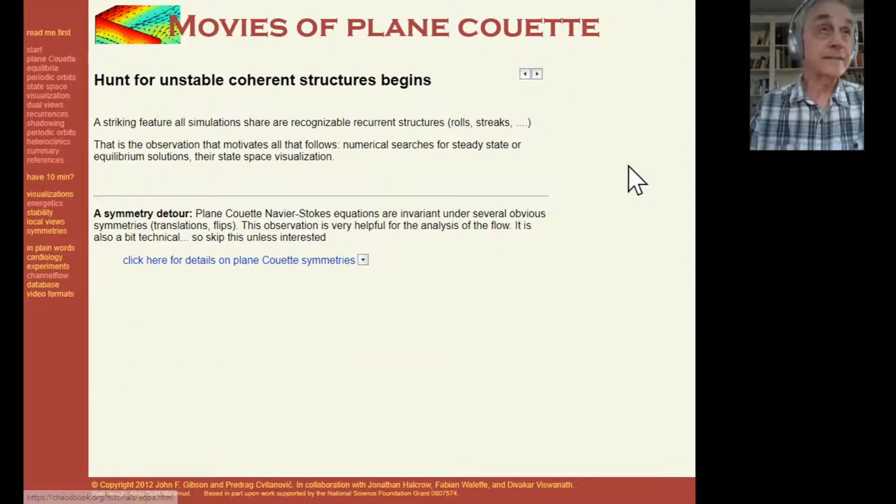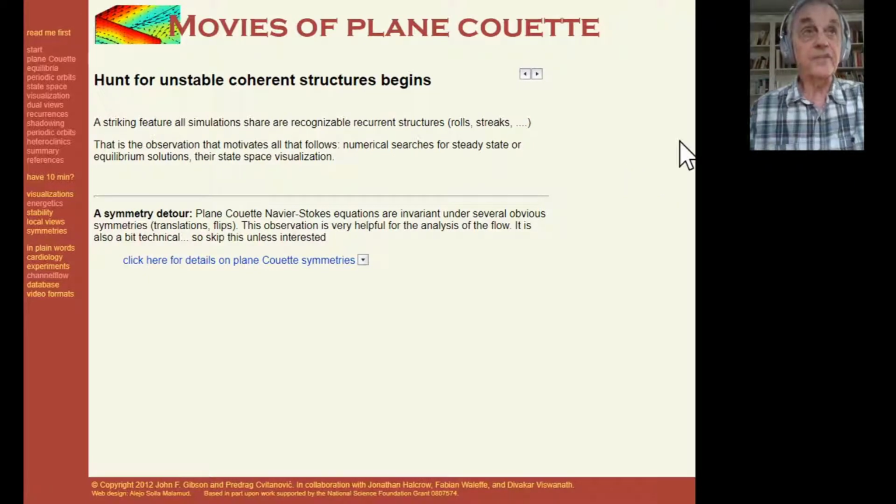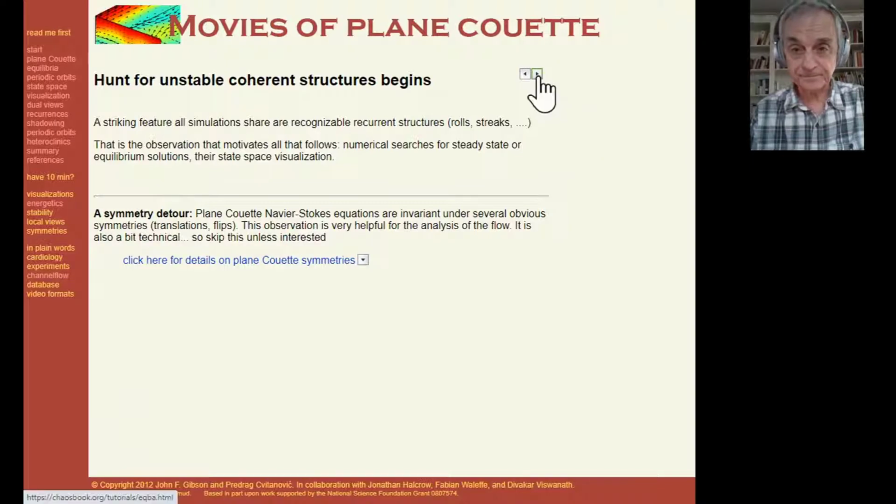So how do you hunt? Now, what we learned in this course is whenever you have a dynamical system that you don't understand, the first thing you're supposed to do is find its equilibria, fixed points. So you're supposed to find state solutions that don't change in time. So how does it work in this case?